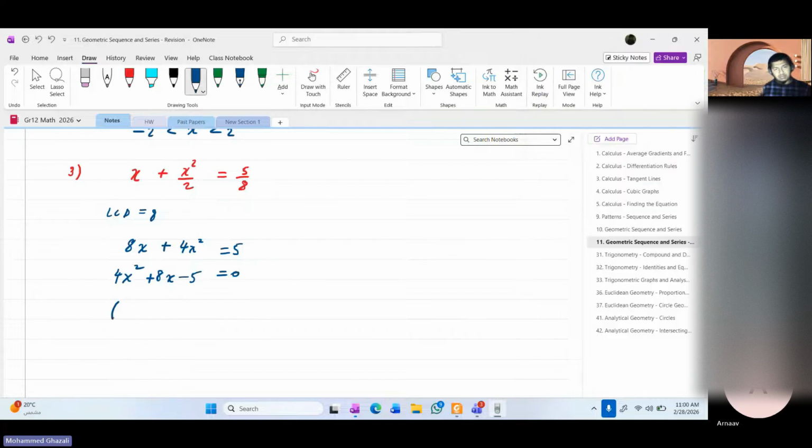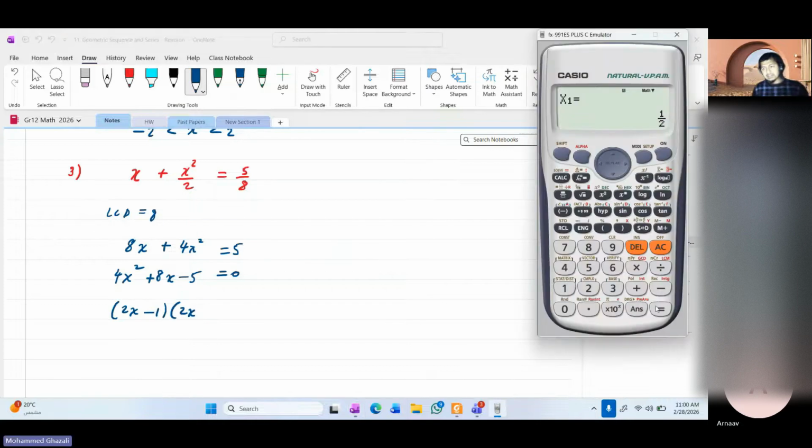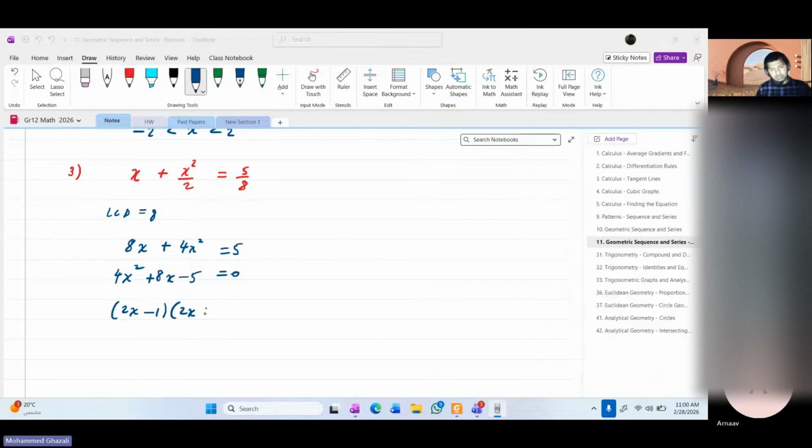2x minus 1 or 2x plus 5 over 2. Yeah, 2x plus 5. Right, so x is equal to half or x is equal to 5/2. So we're going to reject this, right? So this is my answer.